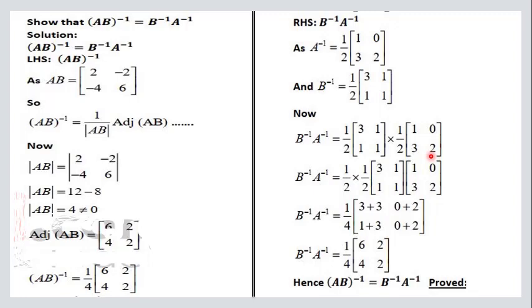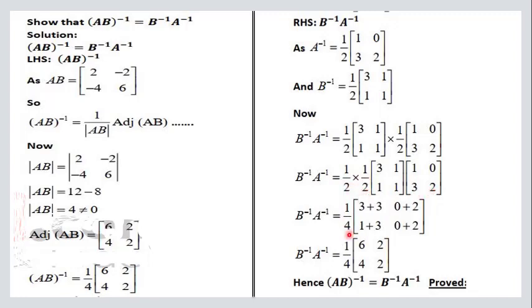First of all, what do we do? We multiply this 1 by 2 with this 1 by 2. So 1 by 2 multiplied by 1 by 2. We need to multiply fraction with fraction. First of all, 1 by 2 multiplied by 1 by 2, and then this matrix with the second matrix. Like this. So this 1 by 2 and 1 by 2 becomes 1 by 4.